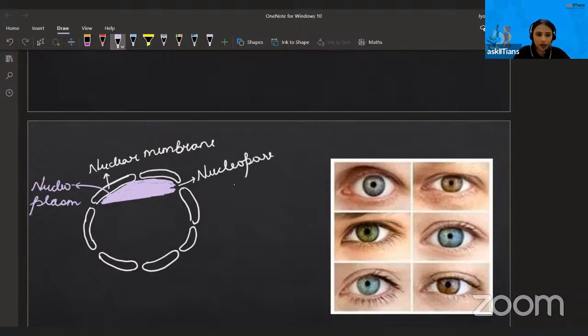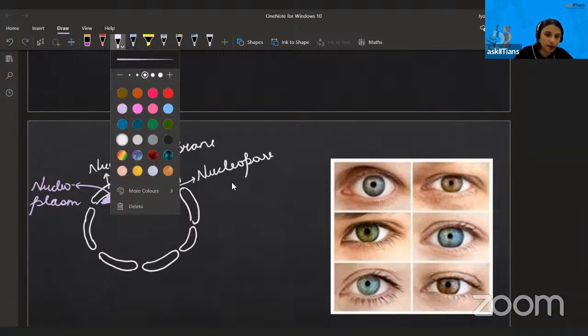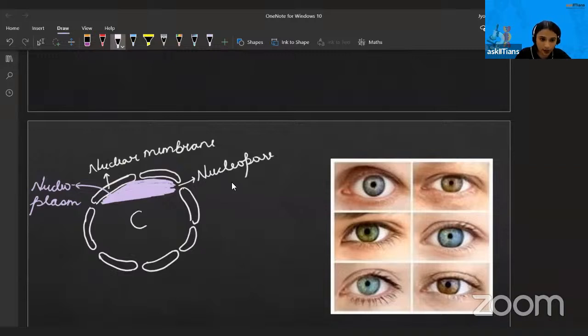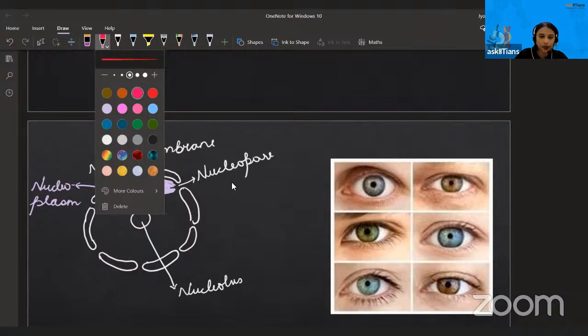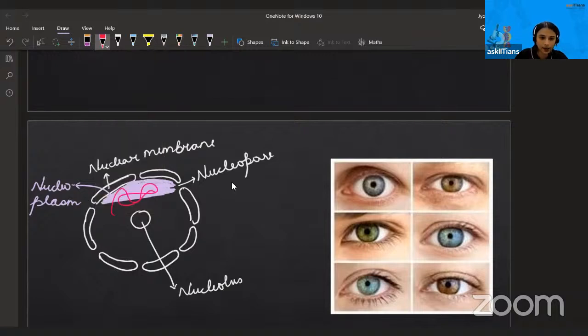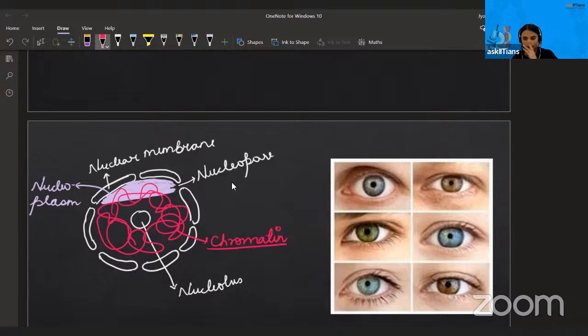Now, in the center of this nucleus, you will observe a small spherical structure. Although it's a part of your nucleoplasm, it does not have any separate boundary, but you will observe there is a region in the center inside this nucleus. That is your nucleolus. And here in this nucleoplasm, our genetic material is present, and that is our DNA in the form of chromatin. I will tell you what chromatin is.